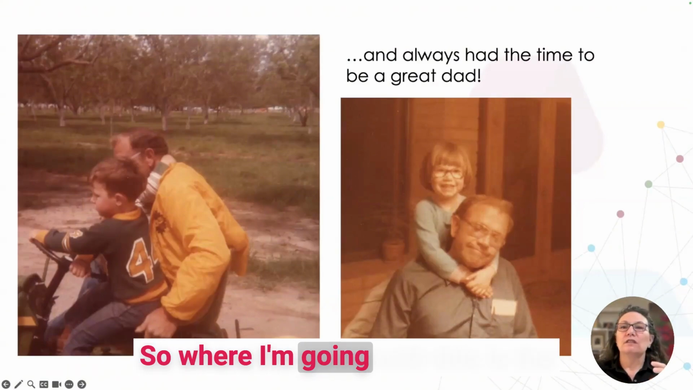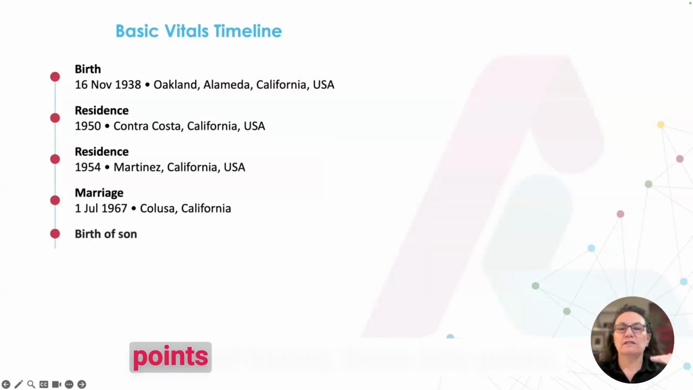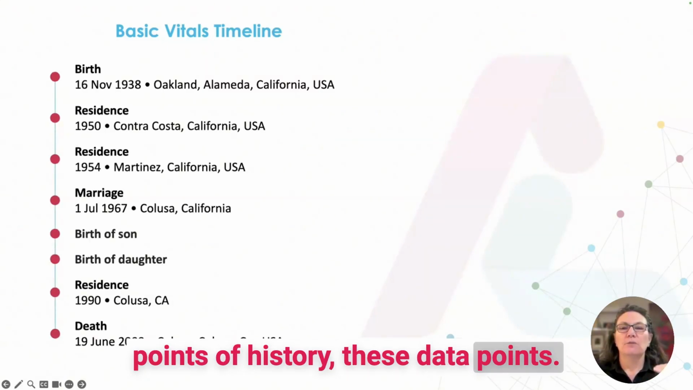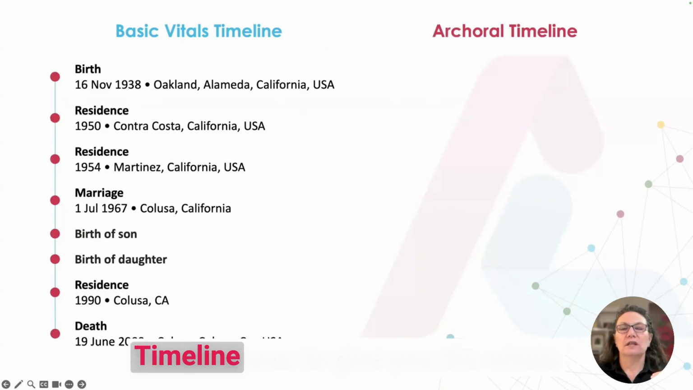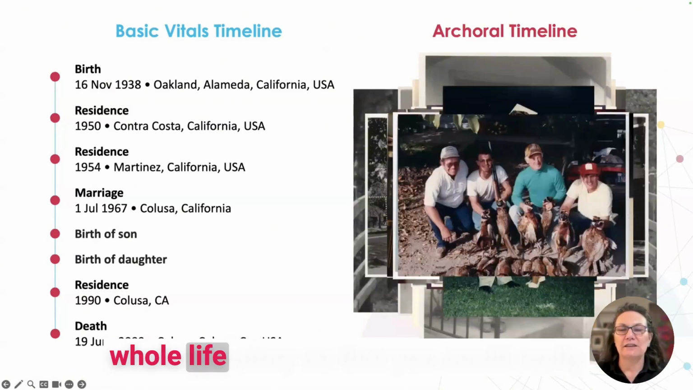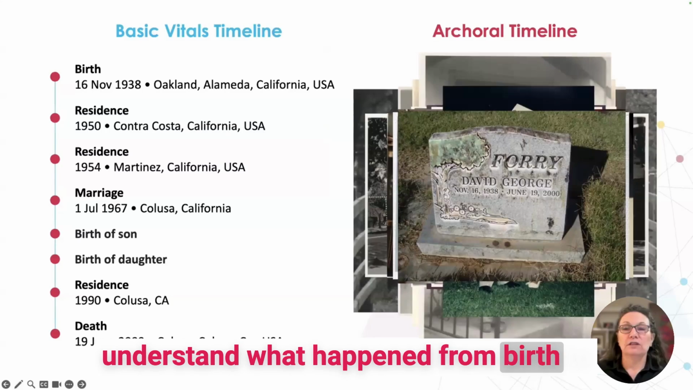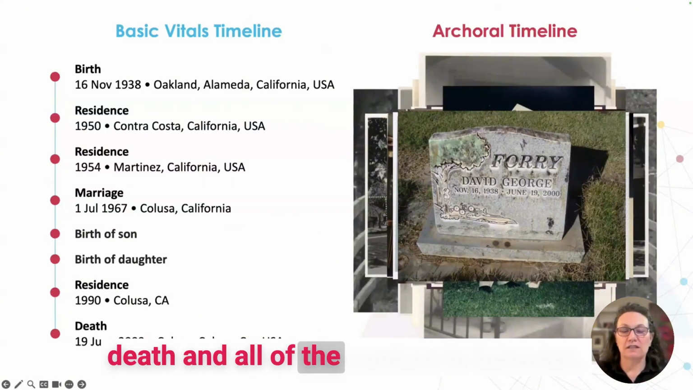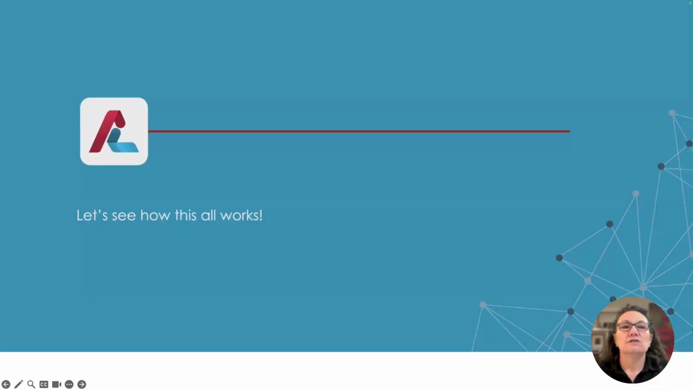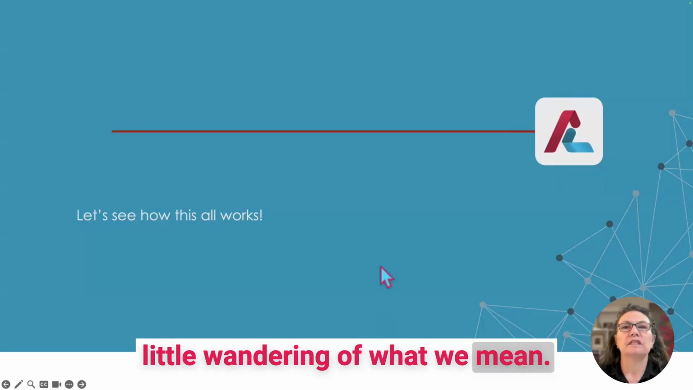So where I'm going with this is the basic vitals timeline gives you these points of history, these data points. But what we wanted with our Archoral timeline was to give you the whole scope of the person, to give you the whole life story, so that you could really understand what happened from birth to death and all of the context in between. So what we're going to do now is we're going to slide on over. We're going to go to our Archoral application, and I will give you a little wandering of what we mean.